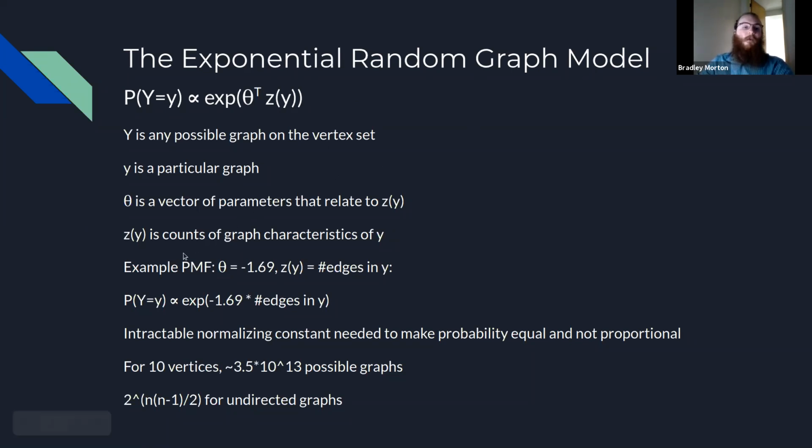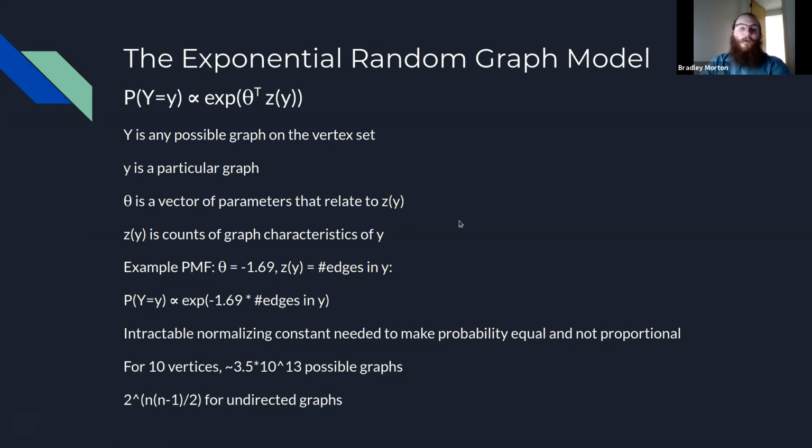And so if we give an example here, this is taken from the first example where theta is just a negative 1.69. And the z of y is just the number of edges in y. So in this example, we say that the probability that a graph equals a particular graph is proportional to the exponentiation of the graph density parameter or edge density parameter multiplied by the number of edges. And note that this probability is proportional.